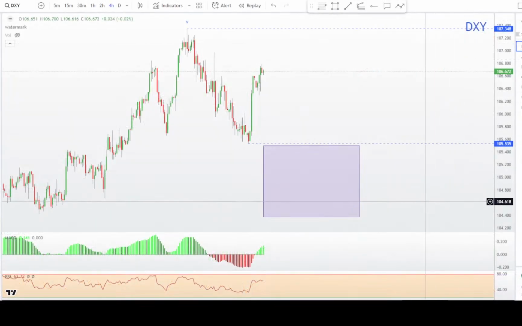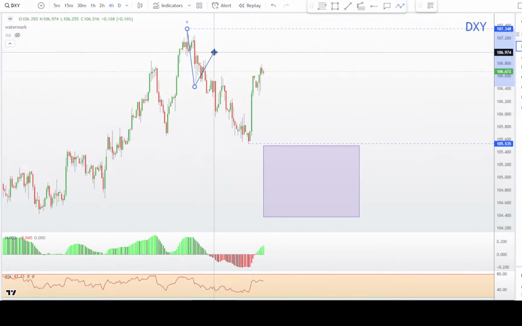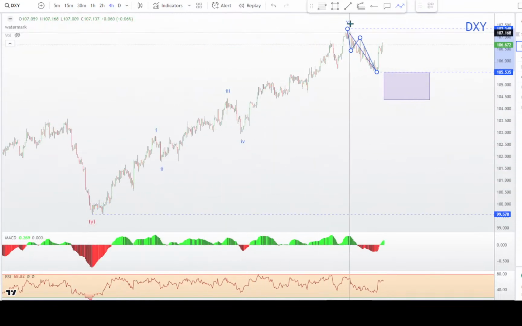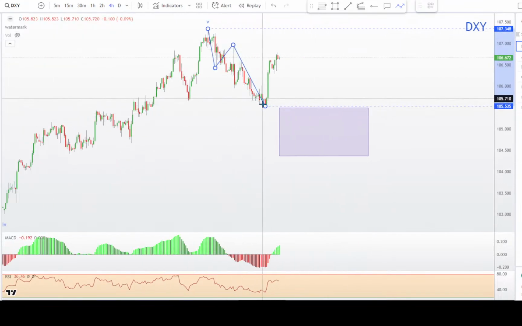So the US dollar index, they came down really close to that zone that I had, but they didn't quite reach into it. What I see so far is that they made this big 1, 2, 3 move, and I think that's just going to be A. So after this 5-wave move up, I think that's just the first part of the correction. And now so far we do have 3 waves, a little 1, 2, 3 wave move.